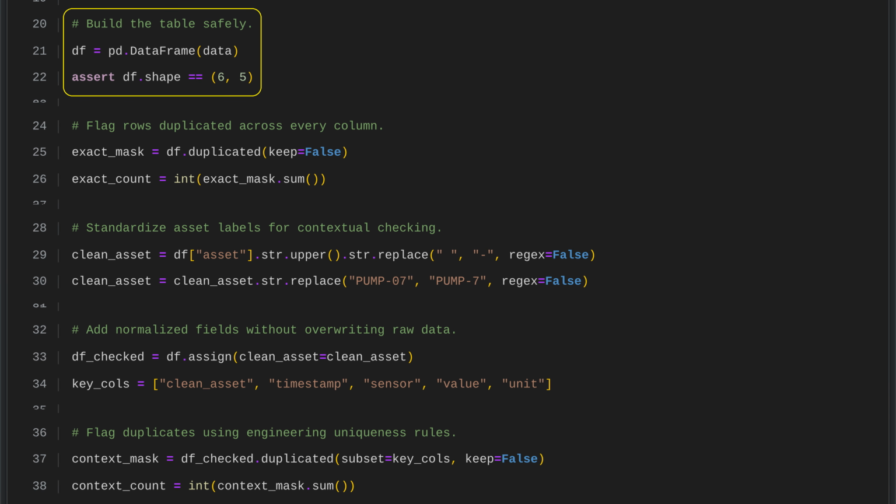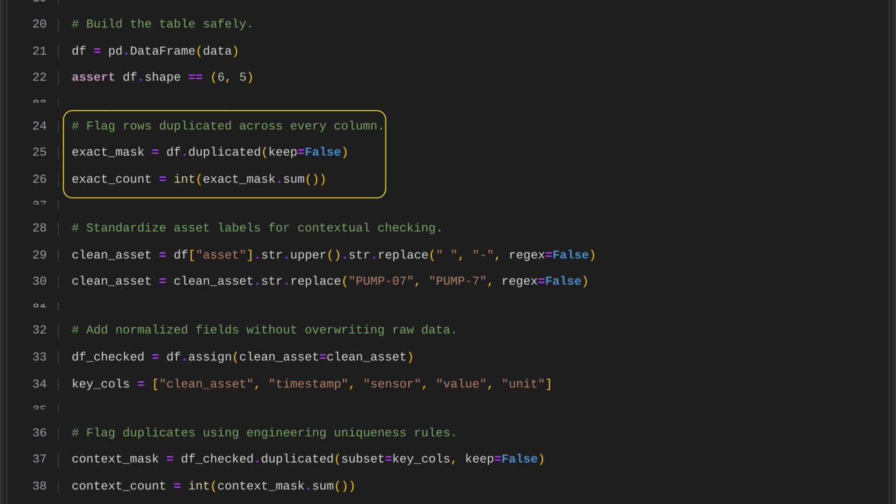We create a Pandas data frame from the data dictionary to organize the data into rows and columns for easier analysis. Then, an assertion checks that the data frame has 6 rows and 5 columns, confirming the data loaded as expected and helping catch errors early. The code uses the Pandas duplicated method to find rows that match exactly across all columns, marking every occurrence of each duplicate. It can count the total number of repeated rows.